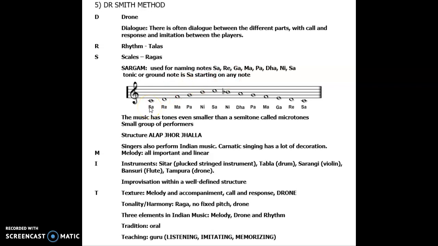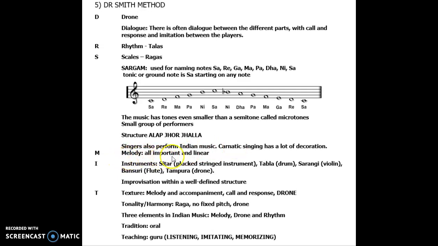And in Indian music, I have tones even smaller than a semitone, and I have microtones. We also have a small group of performers, and they sit down and play. And there is also the structure: alap, the yor, and the yala. The singers perform Indian music, and I have that word Carnatic singing, and a lot of decoration with the pitch bending and the slides and the glissandos. Ornamentation is very important.